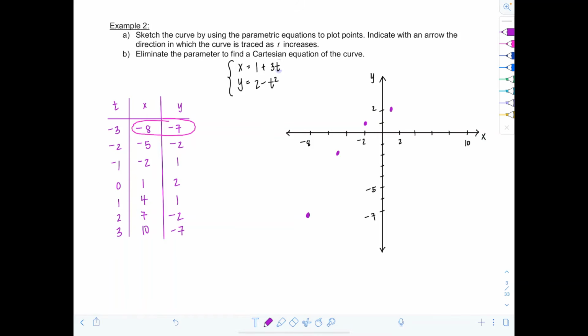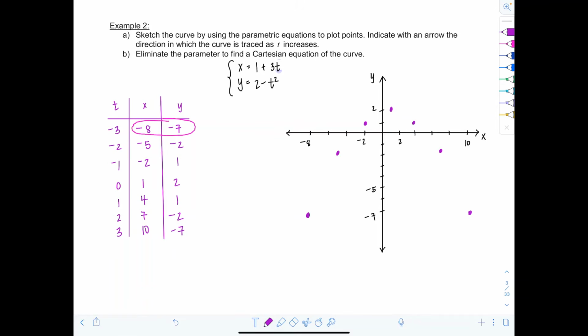All right. Then 4, 1, got it. 7, negative 2. So 2, 4, 6, 7, and negative 2 would be here. And then we've got 10 and negative 7.